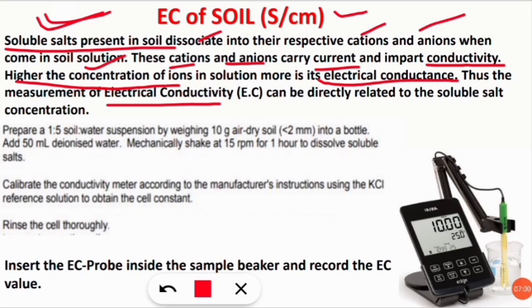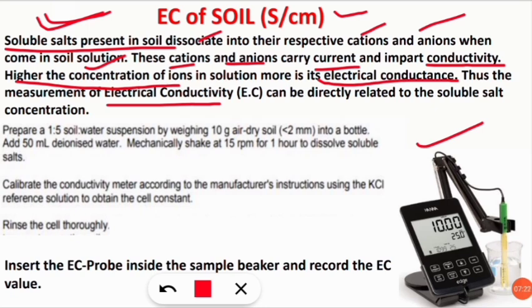So if we are able to analyze the electrical conductivity, then we will be able to say how much amount of ions are present. So we can guess that. What is the method for calculating the EC? EC is measured by using the electrical conductivity probe, which is also digital like the pH meter.